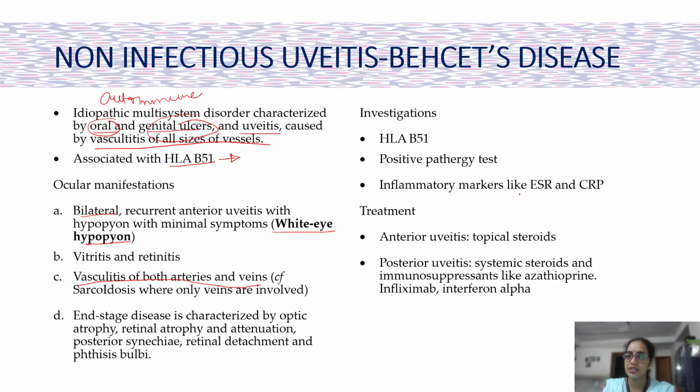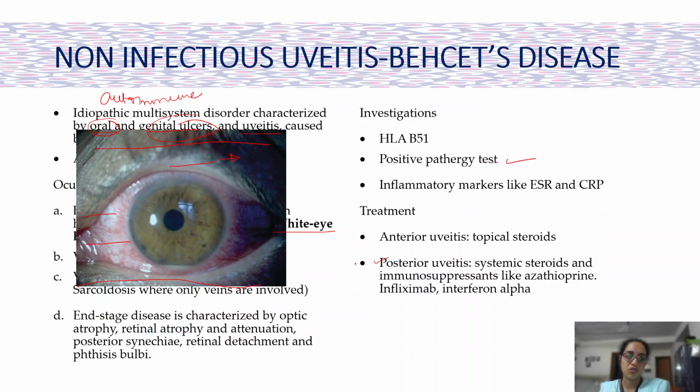Inflammatory markers like raised ESR and CRP. There are not many tests that help you, but a pathergy test is a very important test in diagnosing Behcet's in the presence of oral and genital ulcers and the typical appearance of uveitis. So treatment again is on similar lines. Posterior uveitis requires systemic steroids, immunosuppressants like azathioprine, infliximab, and interferon alpha.